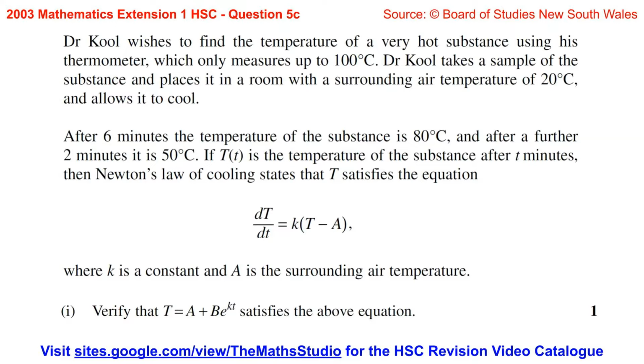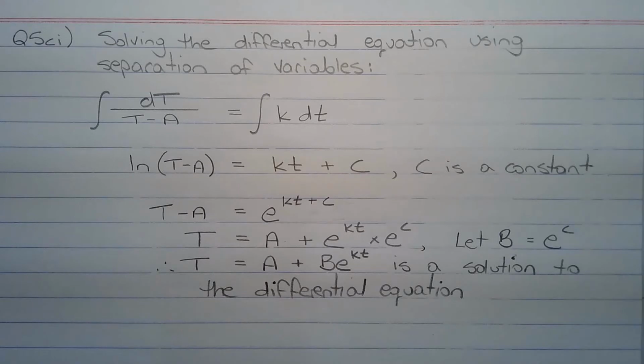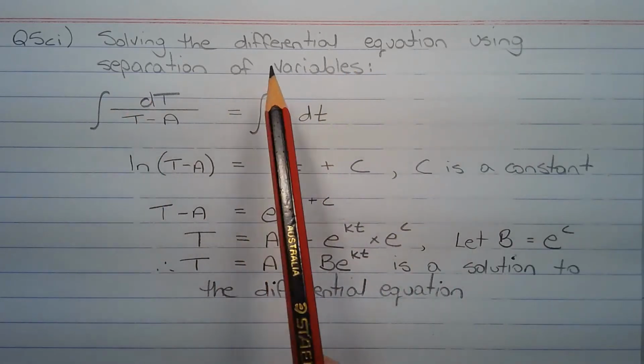Part 1. Verify that T equals A plus B times e to the power of kt satisfies the above equation. In keeping with the current syllabus, I'm going to apply techniques in solving differential equations to come up with the solution T equals A plus B times e to the power of kt, rather than verifying the solution that's already given in part 1. So we're going to solve the differential equation using separation of variables.